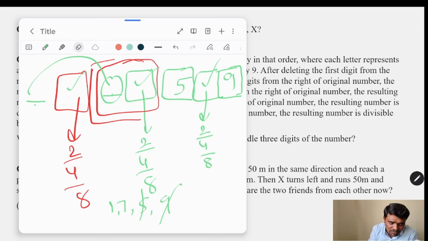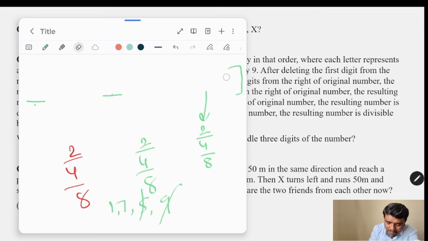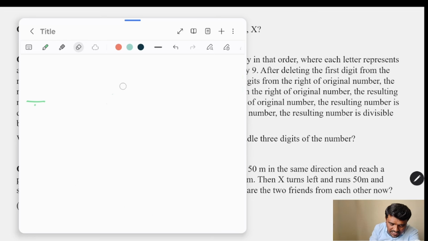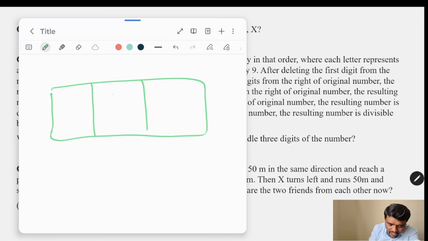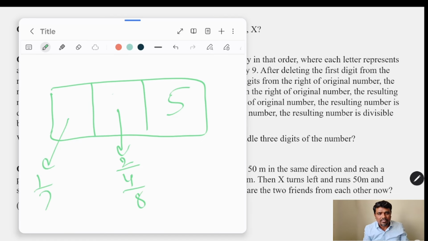So now I conclude, see carefully, I'm writing now only the middle digits, since my question is only about the sum of the middle 3 digits. So 5 is fixed already. This box is either 2 or 4 or 8, and this box is 1 or 7. These are the possibilities. Now how to check the possibility? See, already you know that this number should be divisible by 4. That's the condition mentioned already.